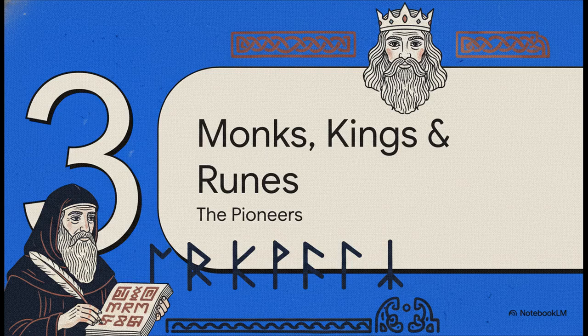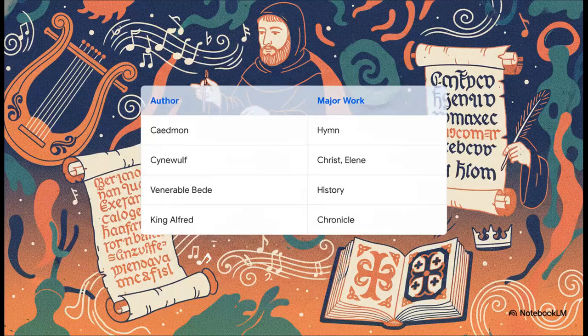Section 3. Monks, kings, and runes. The pioneers. Let's build your ultimate exam cheat sheet right now. These are the 4 biggest names you need to lock down from the period. First up is Caedmon. He is widely recognized as the very first known English poet, famous for his religious hymn that praises God. Then Cynewulf, who we'll dive into in just a second. Next is the Venerable Bede. His Ecclesiastical History of the English People is a vital historical source.